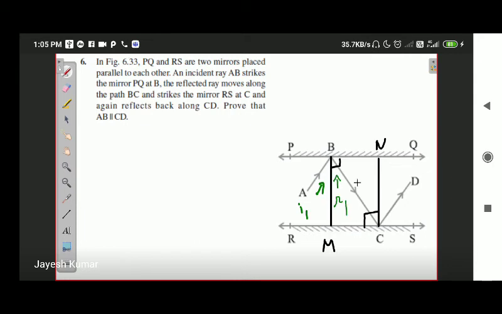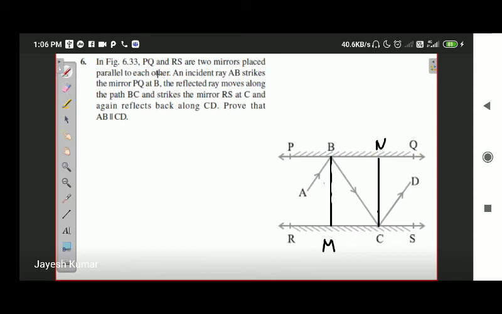Next, for point C, this angle is the angle of reflection and this angle is the angle of incidence, and the last angle is the angle of reflection. Okay. So in this manner we can understand the figure, right? Let me remove unnecessary things. With this I have explained the figure correctly. Now let's see the question.